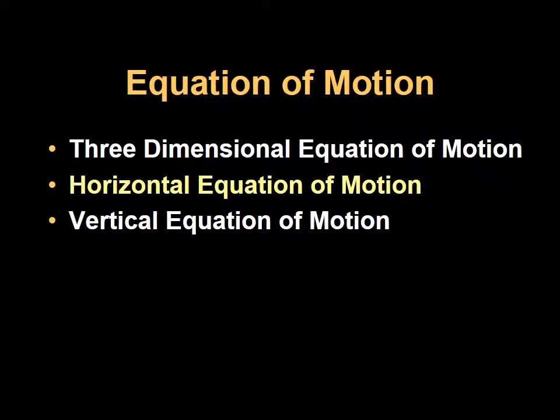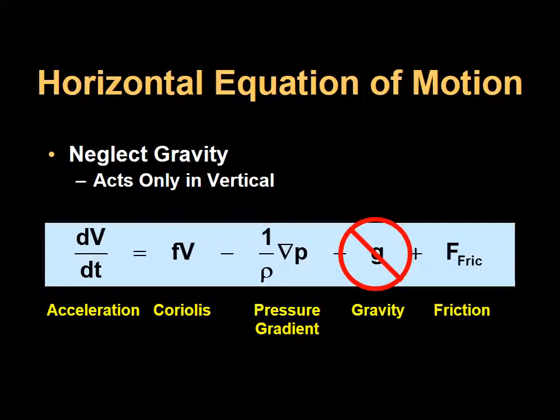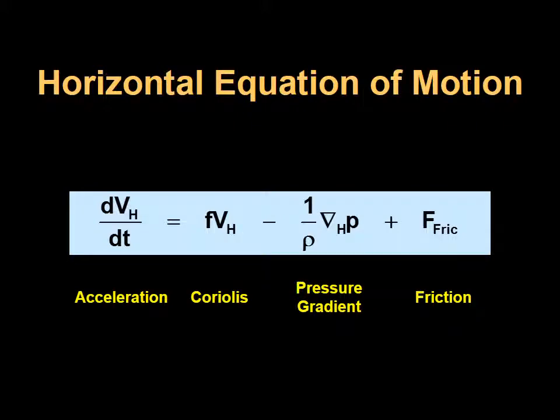We're going to move on to the horizontal equation of motion now. In the horizontal, gravity doesn't act horizontally, it happens vertically. So we can get rid of gravity, and that leaves this equation. We're down to three forces now.